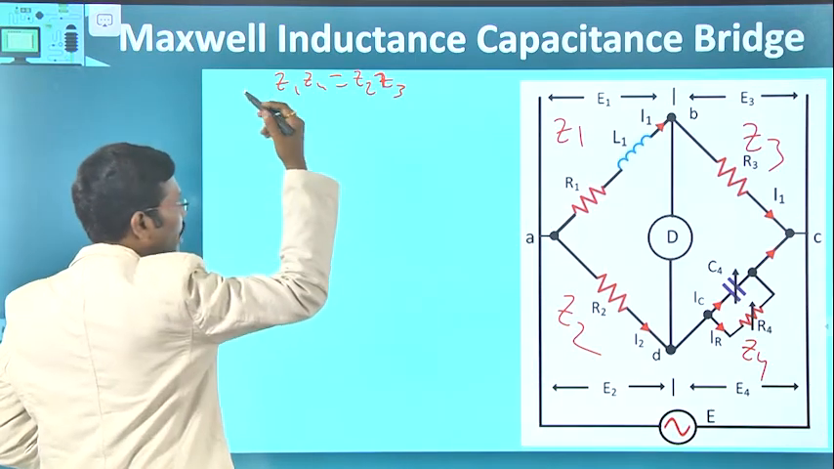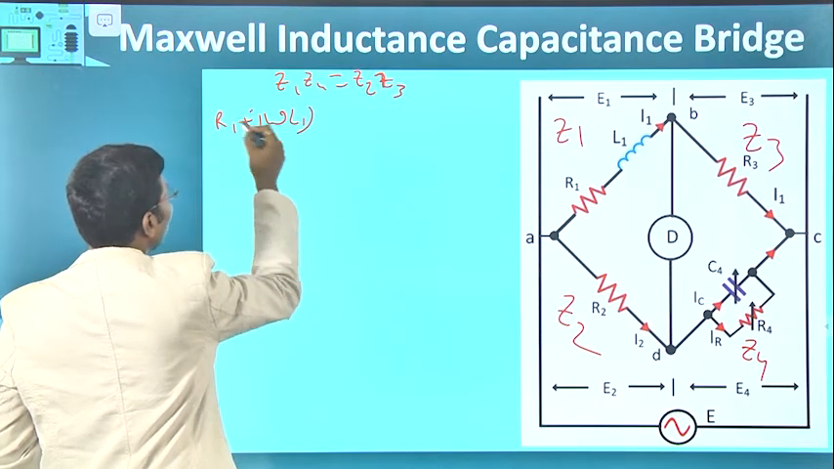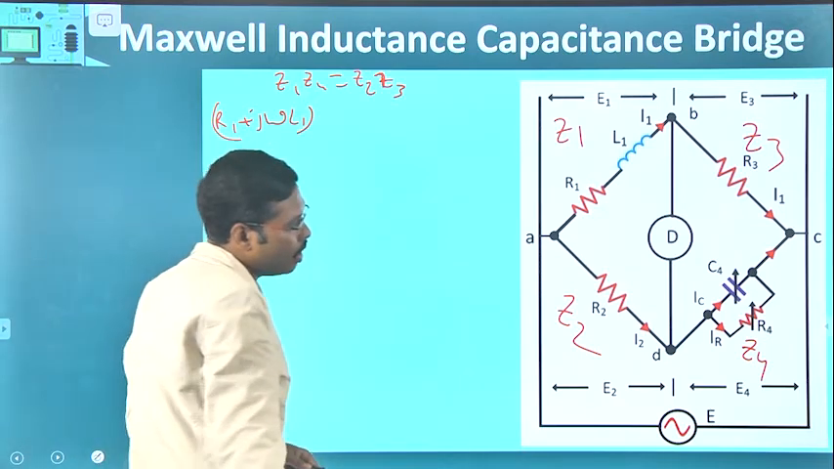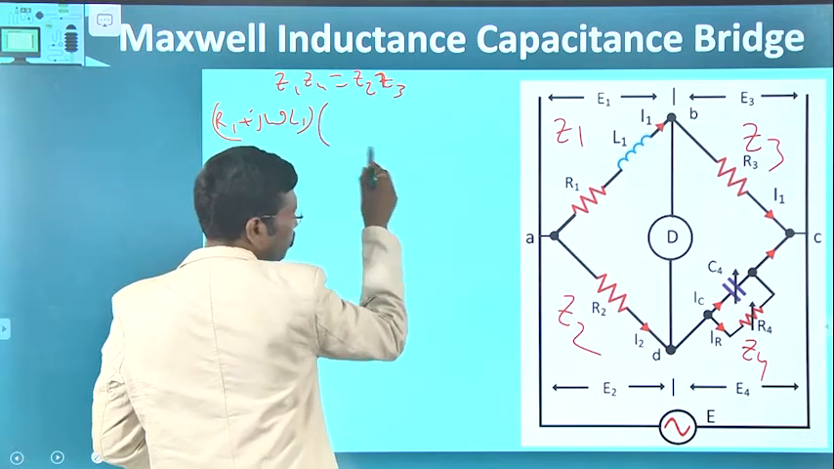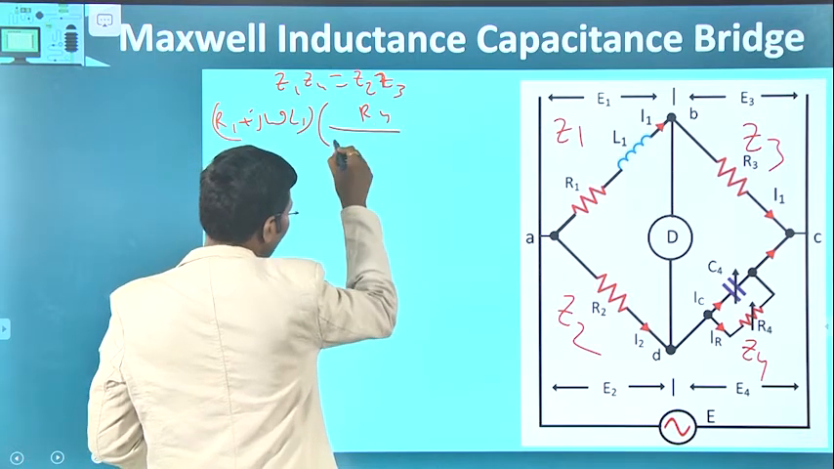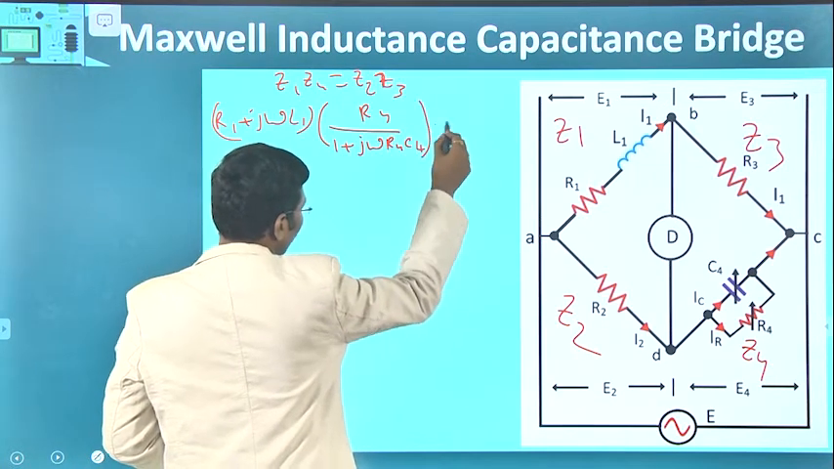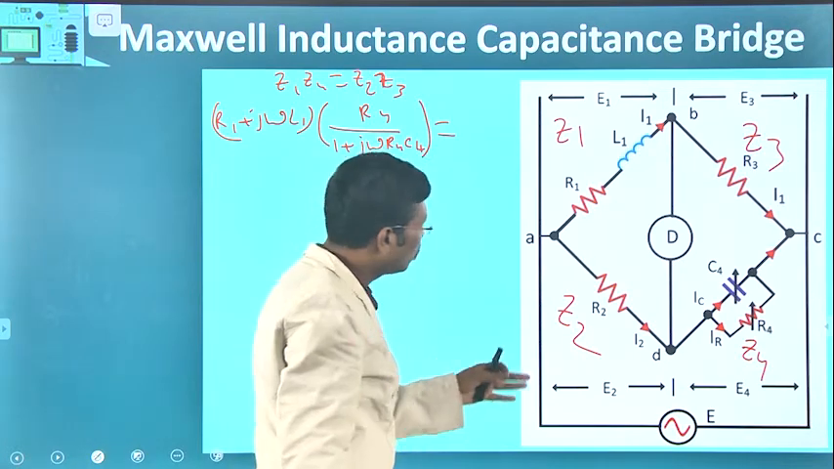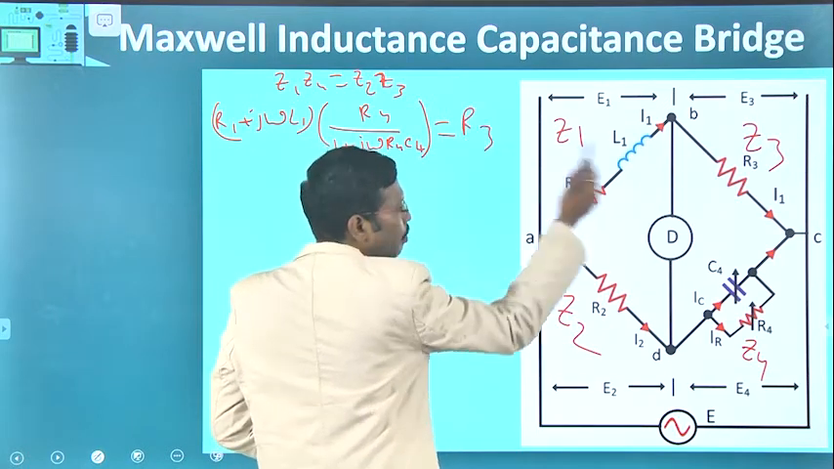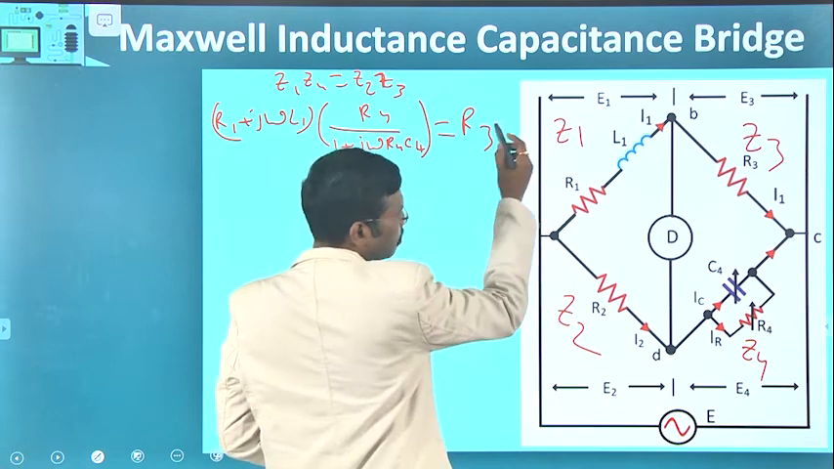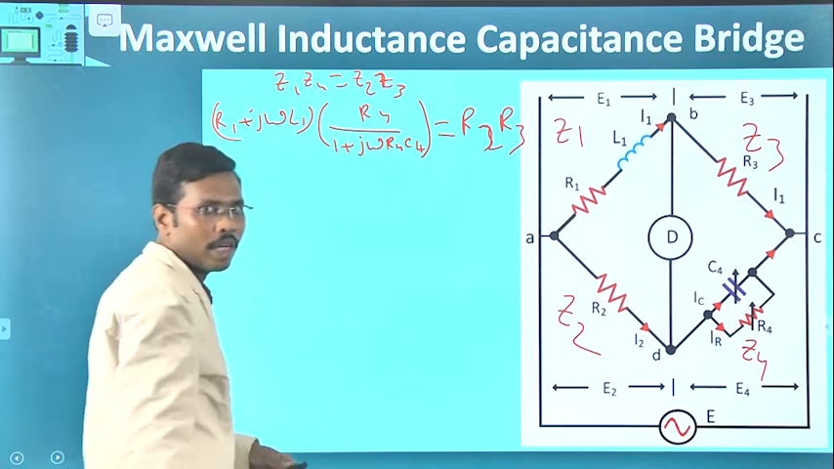So if you want to replace Z1, we can replace it as R1 plus j omega L1. Z4 is, here we have a capacitor and a resistor connected in parallel, so it will be R4 by 1 plus j omega R4 C4, which will be equal to Z2 Z3. Z2 is the impedance of the arm AD which has a resistor R2, and Z3 is the impedance of the arm BC which has a resistance R3. So now we will try to simplify this equation.